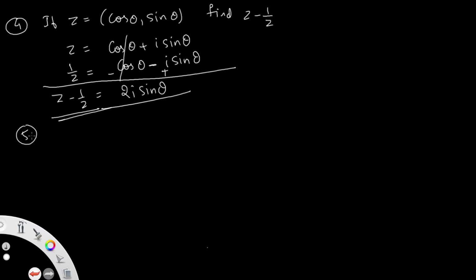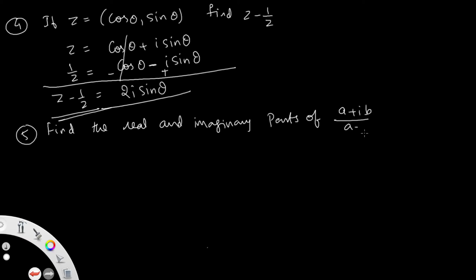Then simplify, then you get 2i sin theta, that's all. Next question, find the real and imaginary parts of the complex number (a plus ib) by (a minus ib). Find the real and imaginary parts.